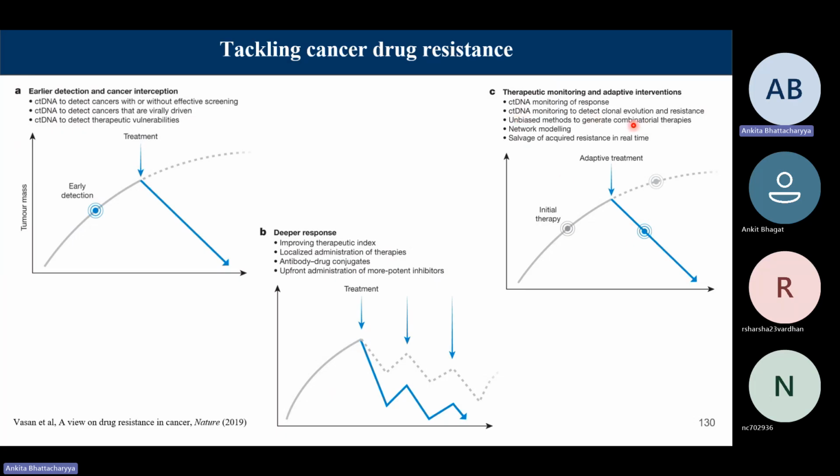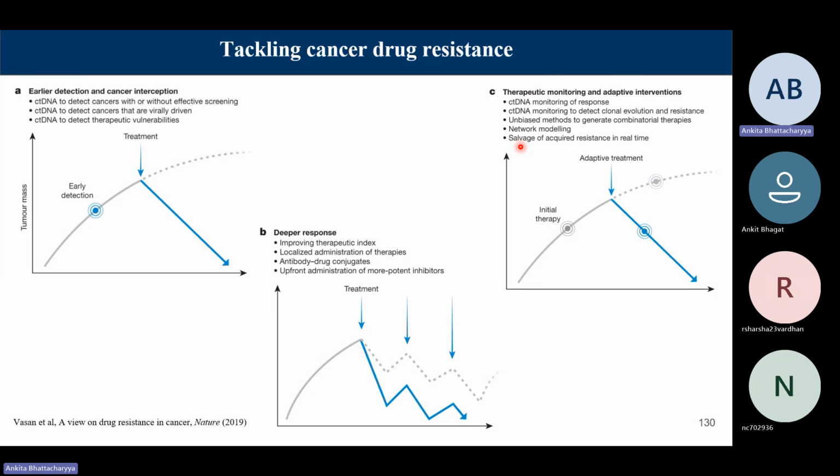Furthermore, ctDNA is used to monitor and detect clonal evolution and see whether there is the emergence of resistant varieties. You try to figure out ways to generate combinatorial therapies. Of course, you figure out the response as well. Network modeling is done. It's beyond the scope of this. And also you can actually salvage the acquired resistance in real time because it's non-invasive in nature.